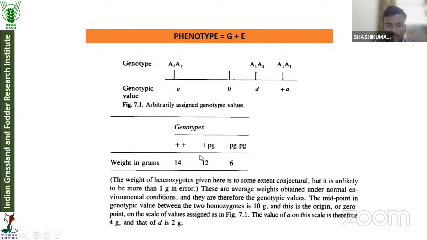So this D is 2 grams. It means the capital A1 allele will add 2 grams to the trait. For a plant, the average yield will be 10 grams. If you introduce this A1 allele, the grain weight will increase by 2 grams, and with A1 in the homozygous condition, 4 grams increase, so it becomes 14 grams. Similarly, if the recessive allele A2 is present, it will reduce the grain yield by 2 grams from 10, and in the homozygous condition, 4 grams will be reduced. That's why the recessive A2 reduces the trait value by 2 grams, and A1 increases the trait value by 2 grams. So this is the simplest model where we can derive the expression of quantitative genes.